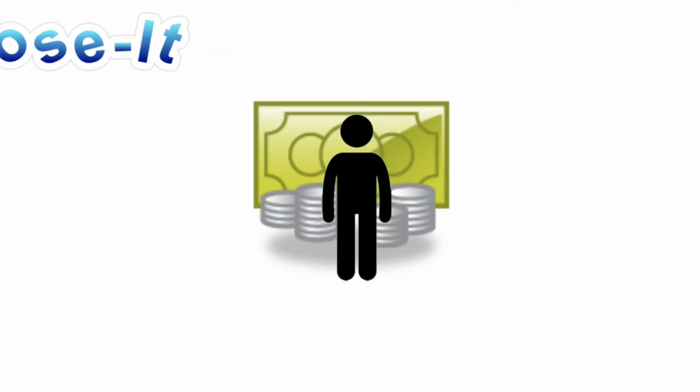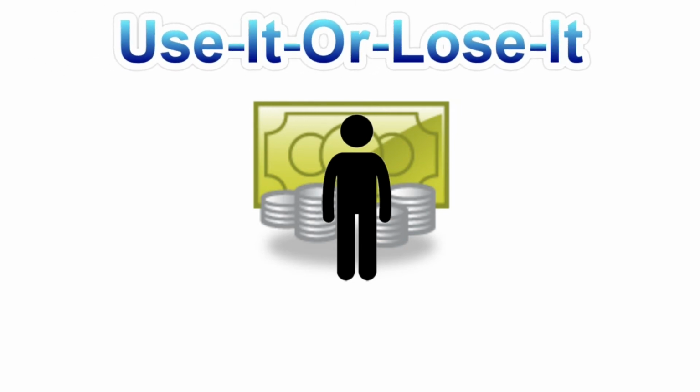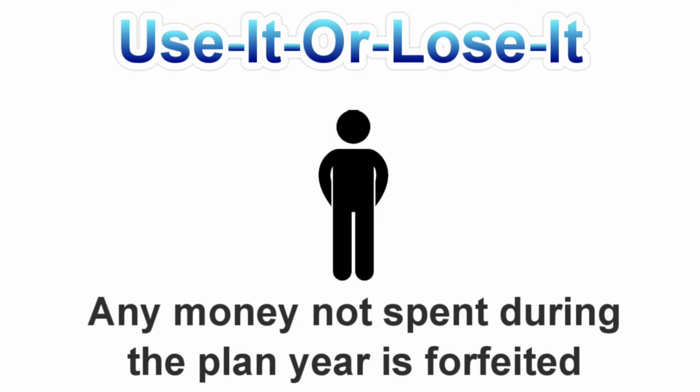The reason it's important to plan properly is that you must spend all of the money in the account during the plan year. Any money you do not spend is forfeited. This is often referred to as the use it or lose it provision of FSAs. So long as you plan properly, this provision should not be of great impact to you.